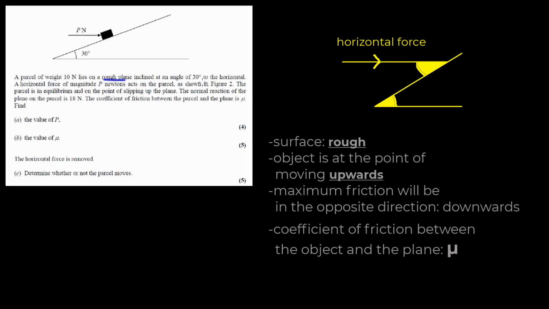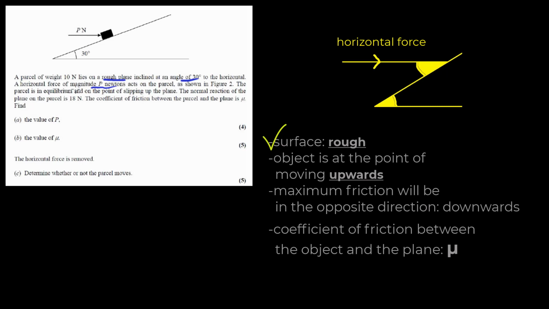So here the force is horizontal to the ground, that is basically parallel to the ground, that is horizontal force. We have a parcel of weight 10 Newton, so we don't have to use mg, it is already in Newton. It lies on a rough plane, at an angle of 30 degrees to the horizontal, and the horizontal force is P Newton. We don't know what the value of this is. It acts on the parcel, and it is shown over here.